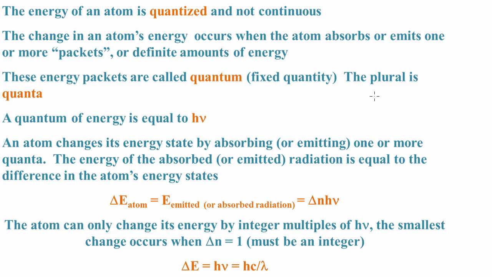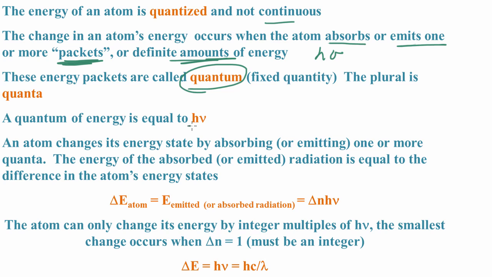The energy is not continuous. The change in an atom's energy occurs when the atom absorbs or emits one or more packets, or definite amounts, of energy. This here would be a packet of energy, and this energy packet is called a quantum. It's a fixed quantity. The plural is quanta. So I have several quanta, or I have a quantum.